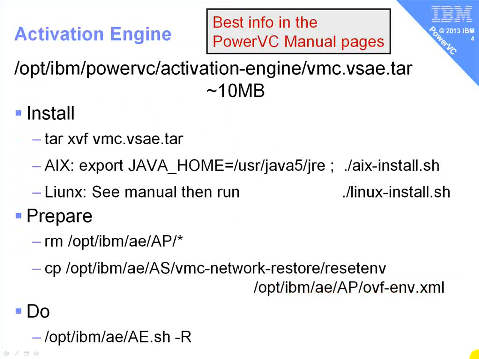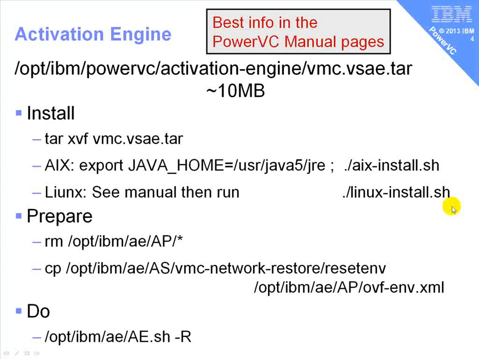Well, the actual capture is the easy bit. I found the best place is the PowerVC manual pages for the details of what to do here. That big file name at the top is actually on your PowerVC server, so you can go and get that file. It's only 10 megabytes or so, so you'll pop that down onto your client that you're about to capture. To install, you just untar that, then you'll find a directory full of the files. On AIX, we do an export of that Java home, and then we just run this install script in here.